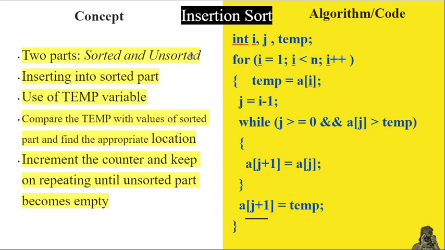As the item comes, we will try to compare it with the last item of the sorted array and we will find the appropriate location. Onto that location, we will insert the value. So this is how insertion sort works.